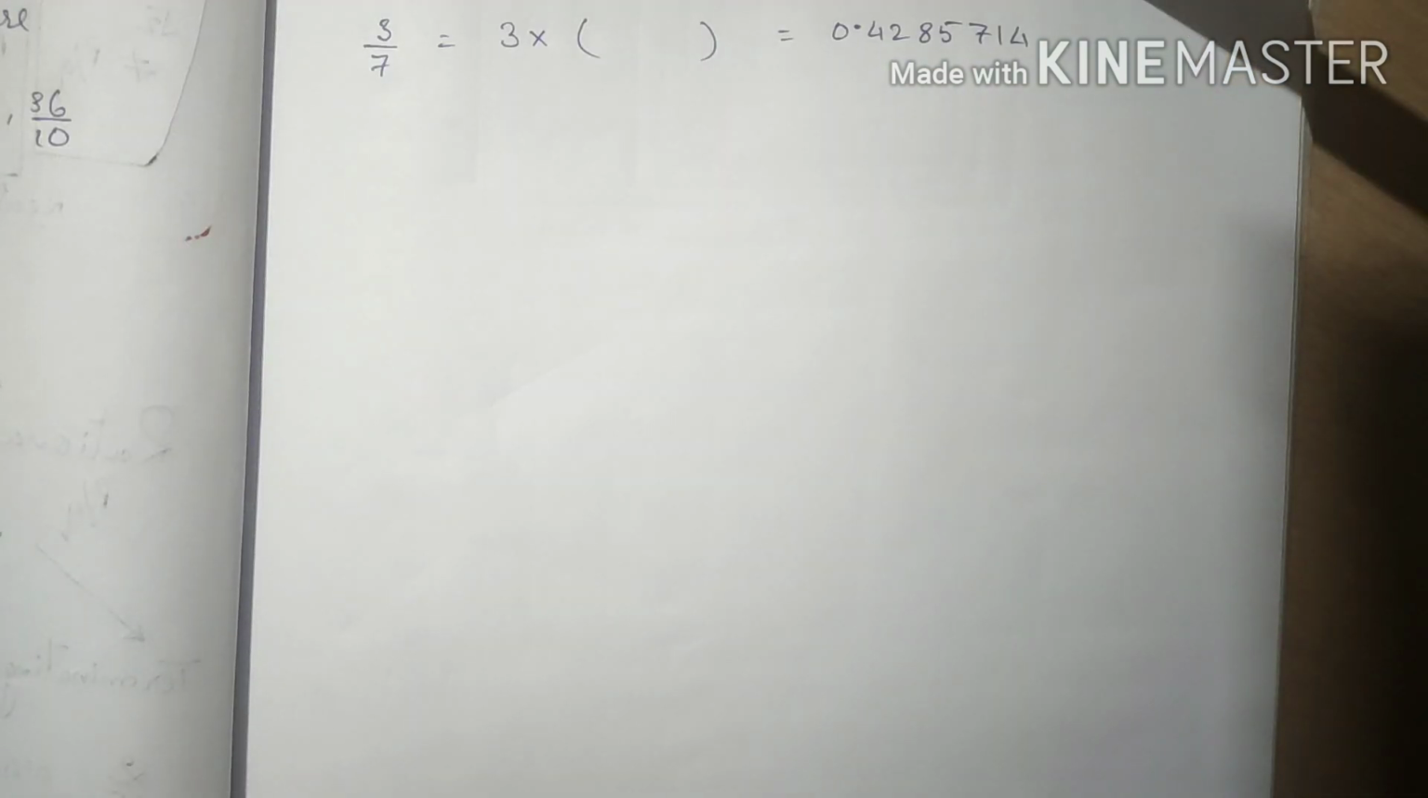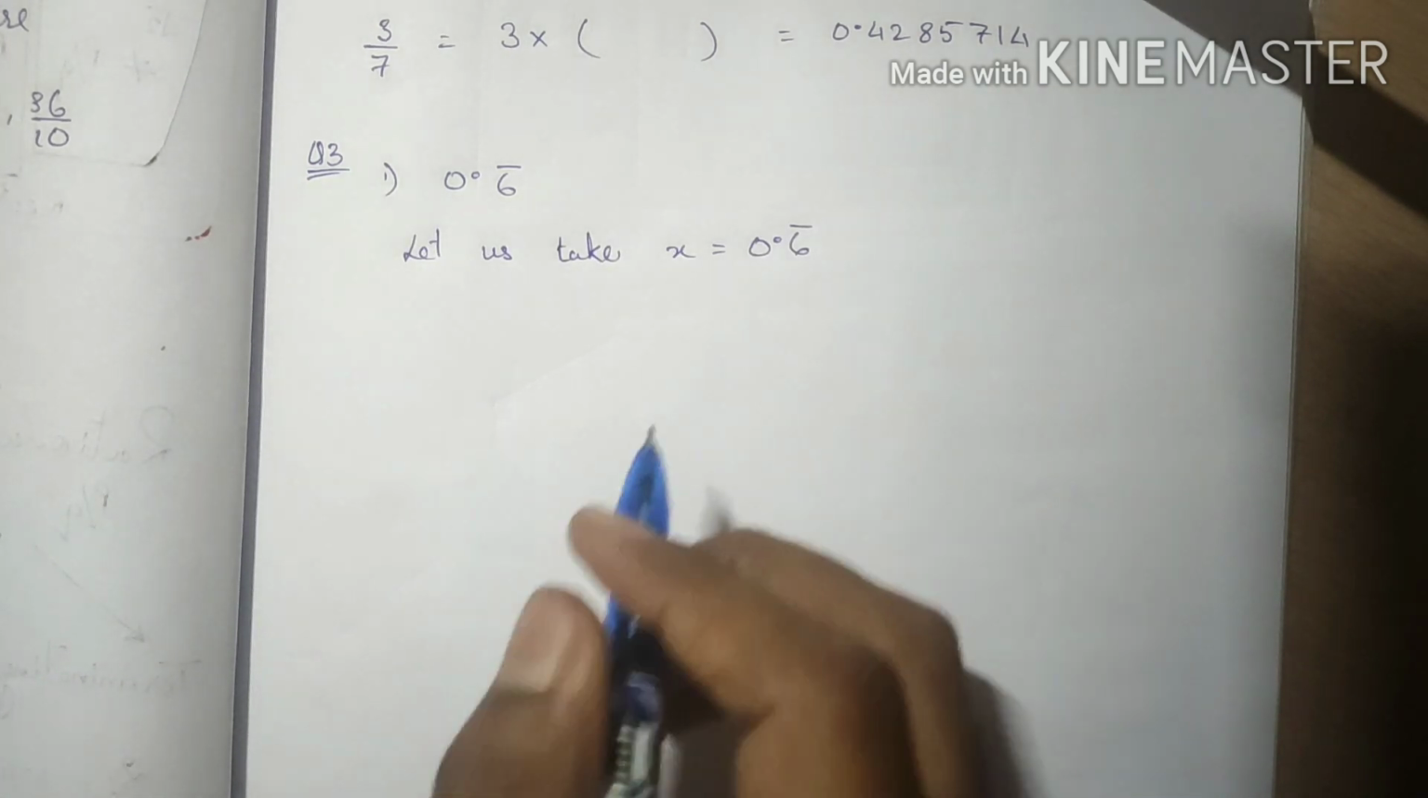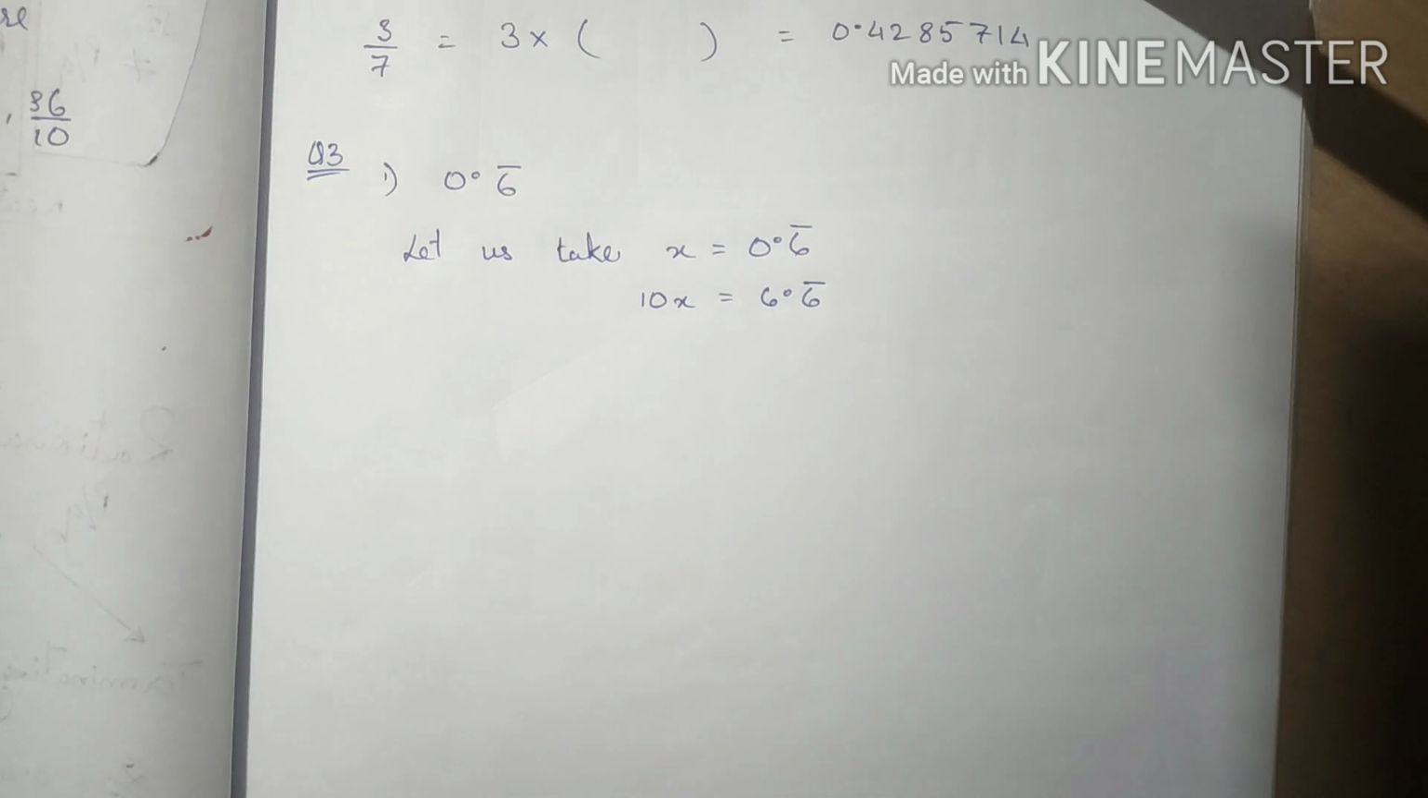Now the next question, question number 3, is very important. We need to express the given rational number into p by q form. Let's take the easiest example. So let us take the number as x. So 10x will be 6.666. We will subtract 1 from 2. So we will get this.